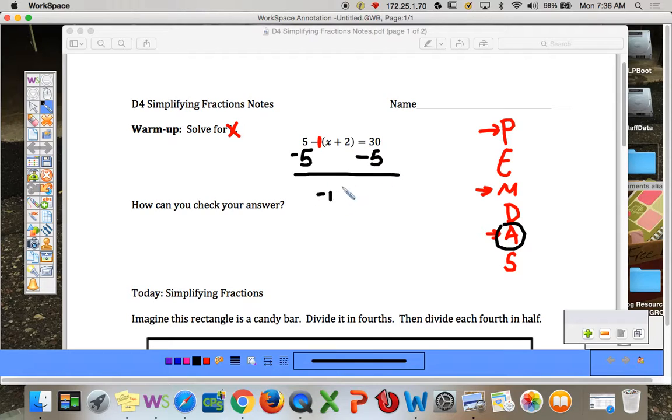And we'll get -1 times x plus 2 equals 25. We could have distributed from the first step, but I feel like it's easier to get rid of this -1 that's being multiplied instead of distributing, that would save us an extra step. So the next step, we are going to get rid of the multiplying by dividing by -1.